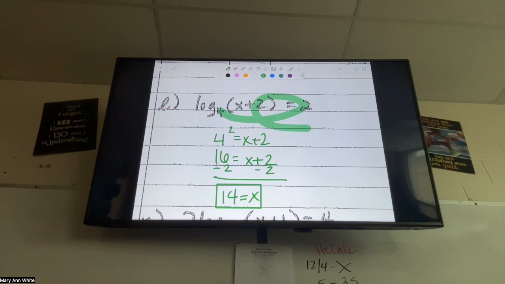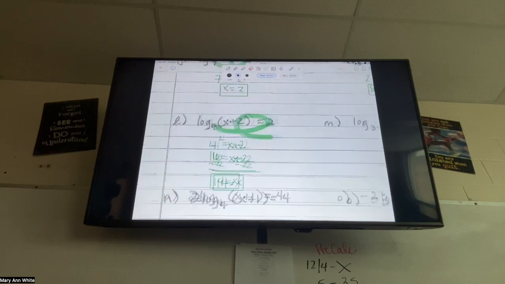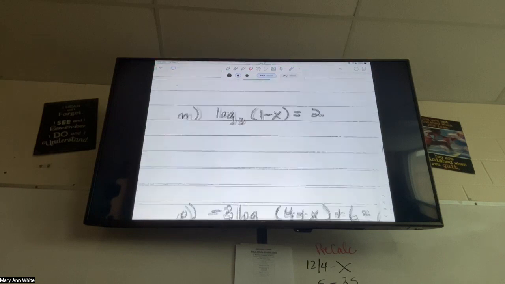Now, one thing I do want you to check here is if you get a negative number and it makes what's inside my parentheses negative, that's a problem and that cannot be a solution. Now here, 14 plus 2, that's definitely not a negative. That's totally fine. That's a positive. So we don't have to worry about anything, but there will be one later on that we will have to worry about. Okay. All right, let's do the same thing on the next one.